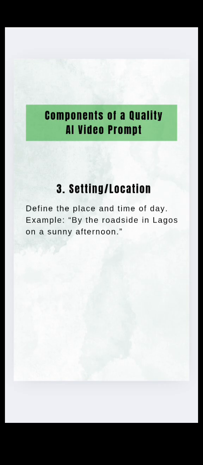Number three now says define the place and time of the day. And it says, for example, by the roadside in Lagos on a sunny afternoon. So let's say those people that were arguing, for instance. So let's say we want to change that. It's not a rainy day. We can say, okay, it's actually by the roadside. And then it's actually in Lagos instead of in New York City, and it was a sunny afternoon.